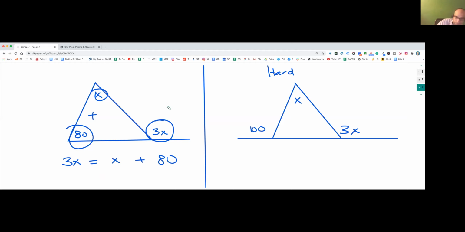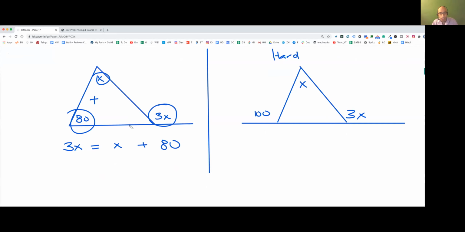All right, so don't worry about these numbers here. All you're doing is, these are just variables, just numbers underneath them. So you use the same ideas that you're going to use for numbers. So 3x is equal to x plus 80, and so you can solve it as 2x is equal to 80, x is equal to 40. x is equal to 40, this is 40, and this is 120 because it's 3 times 40.